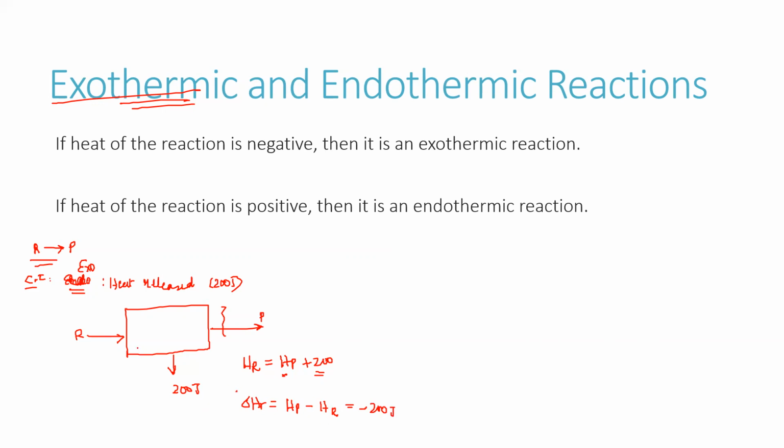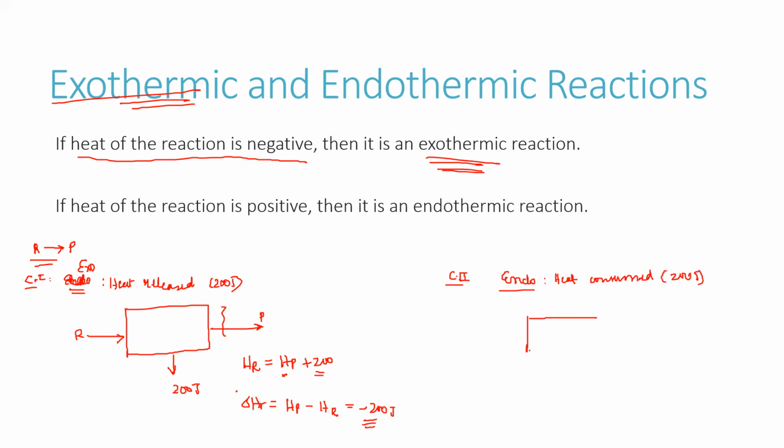Now, as you can see, for an exothermic reaction, we have got this heat of the reaction as negative. So if heat of the reaction is negative, then it is an exothermic reaction. All right. This is a way to prove this particular fact. And then the second case which we might take for this particular reaction is that it is an endothermic reaction. So if we take it to be an endothermic reaction, we'll say that heat has been consumed. Or basically this heat is going to be given as input.